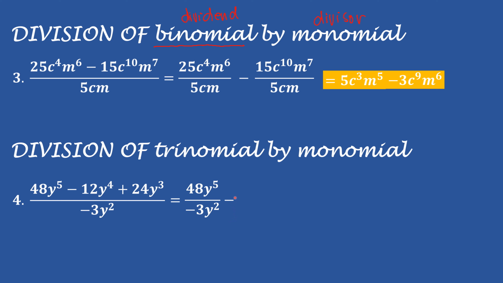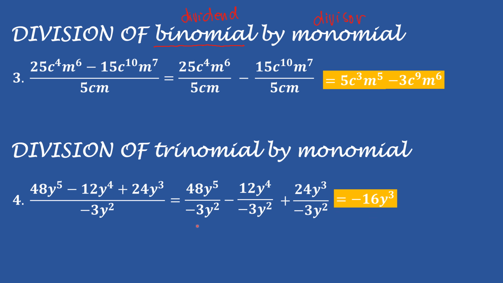So we have this, the 48y to the power of 5 over negative 3y squared, and then minus, so we followed it, and then our divisor is negative 3y squared, and then a plus, and our divisor is negative 3y squared. For that, we simply divide both constants, 48 by negative 3. It gives us negative 16. So negative 16 y cubed, because y to the power of 5 divided by y squared gives us y cubed.